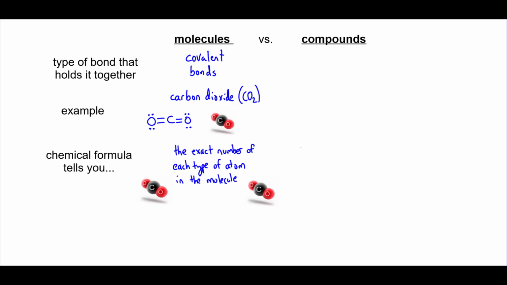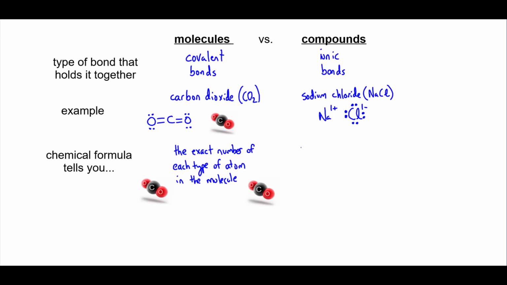Things get a little bit different when you look at compounds. Now, compounds are what we call substances that are held together by ionic bonds. Remember, that's going to be a metal cation and a nonmetal anion joined together. So something like sodium chloride, NaCl, that's ionic because it's made of a metal, sodium, joined together with a nonmetal, chlorine.